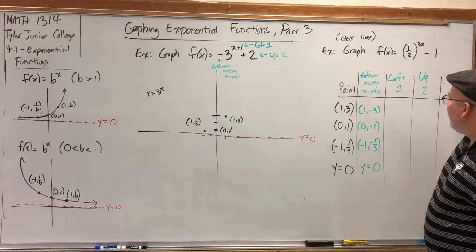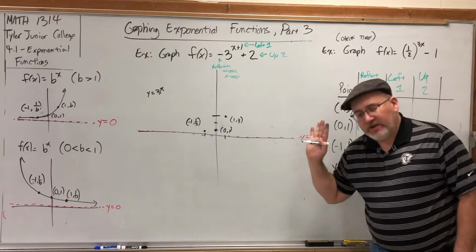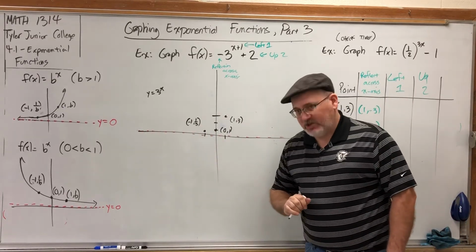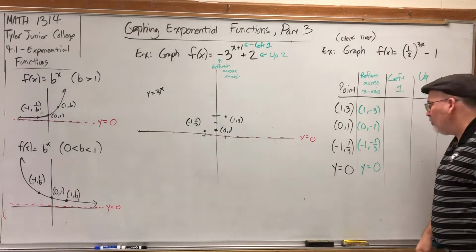And now we're going to move everything to the left 1. When you move a point to the left 1, you subtract 1 from its x coordinate. So on each one of these, I'm going to subtract 1 from what x equals.